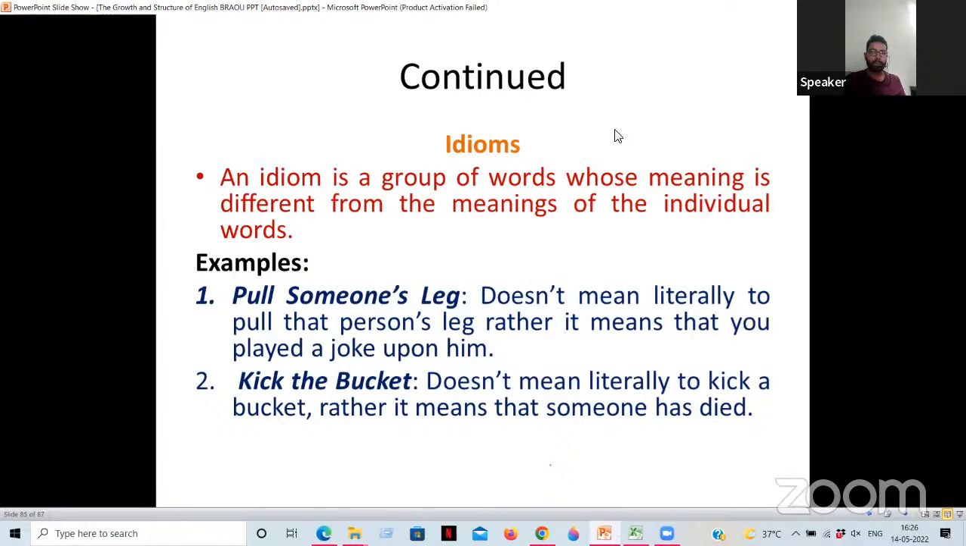Sometimes people say often, sometimes people say often. So there is no kind of misunderstanding. One is British pronunciation, another one is American pronunciation.